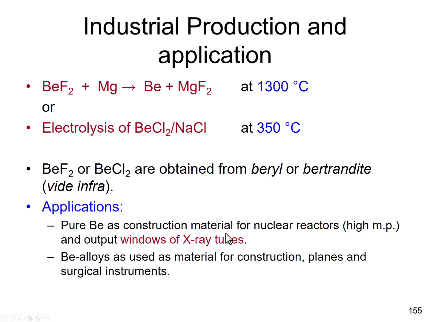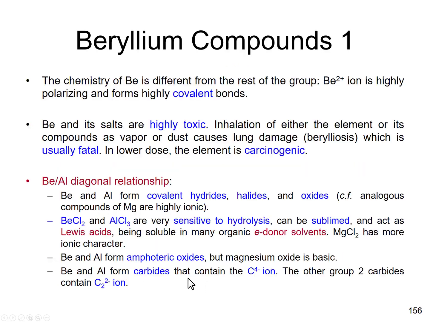Pure beryllium is used as a construction material for nuclear reactors due to its very high melting point, and it is also used as output windows for X-ray tubes. On the other hand, beryllium alloys are used as material for constructing planes and surgical instruments.